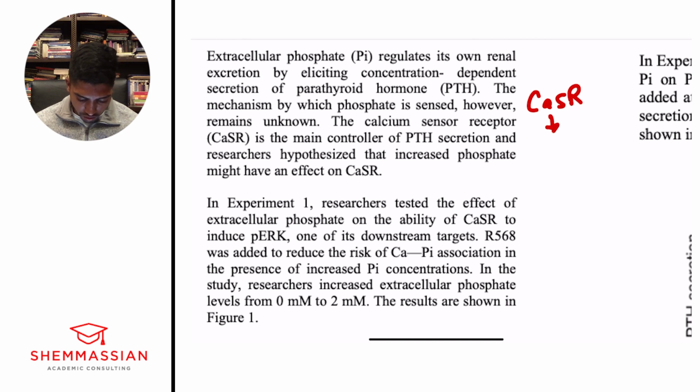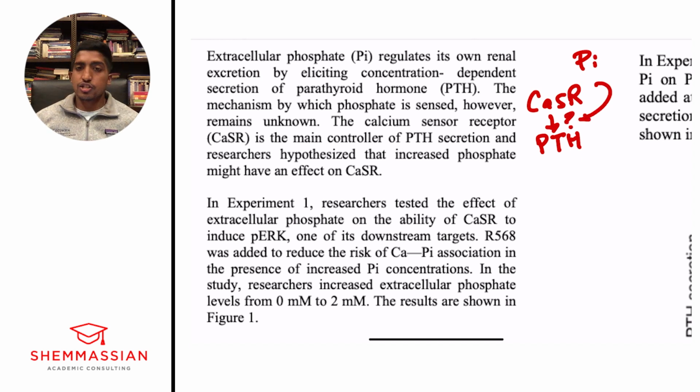CASR controls PTH levels, and the question that they're asking is whether phosphate affects that, right? So I have a little diagram right here, and the question is, does phosphate affect this relationship between CASR and PTH? And with that, I'm done. I have an understanding of what's going on in the paragraph, and I'm ready to go right into that next paragraph. Again, you'll see I wrote arrows, question marks, abbreviations, all of that is perfect. No one else is reading your notes other than you, so why would we spend more time than needed?